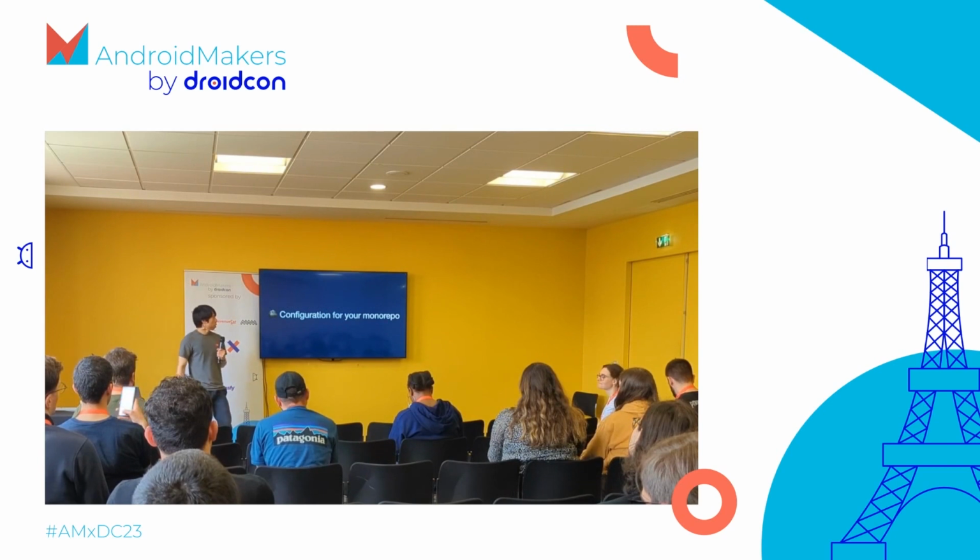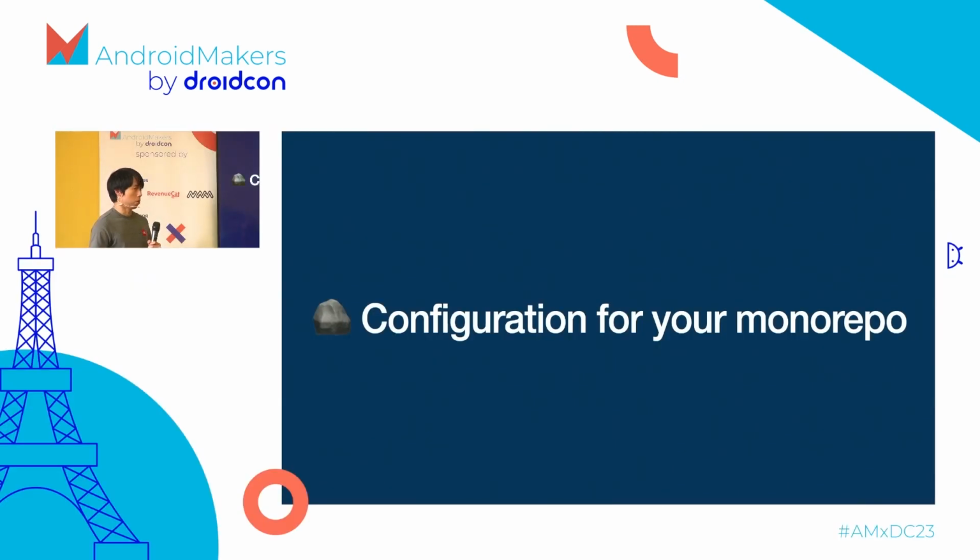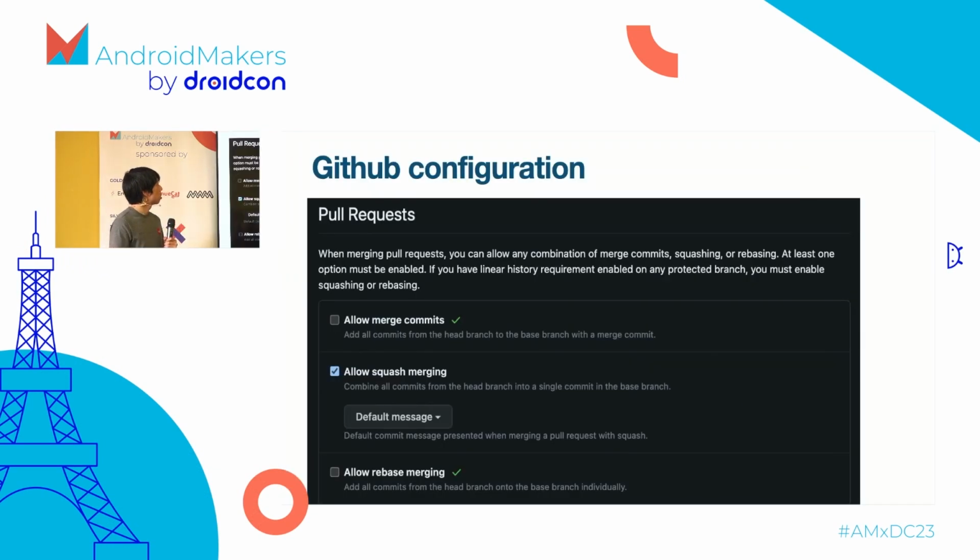So, okay, now let's go to the configuration in your mono repo. If you work in a big project, in a big repo, this is some configuration that I recommend you do. The first one, if you are using GitHub, sorry, I will use GitHub, I just know more about GitHub. In this case, what we usually do is we remove the option allow merge commit, we just allow squash merging.